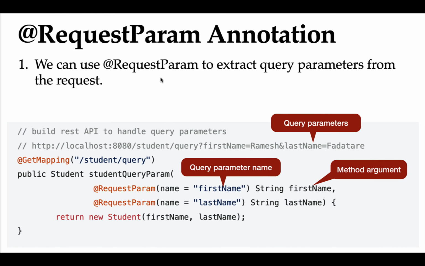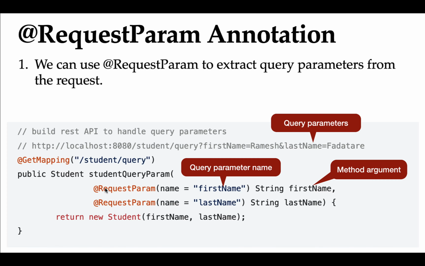Hi everyone, welcome back. In this lecture, let us take a look into the @RequestParam annotation. We use the @RequestParam annotation to extract query parameters from the request. Sometimes a client may send a request URL something like this: localhost:8080/student/query, followed by the query parameters. You can see the key-value pairs here, first name Ramesh, last name Fatari. This is basically called query parameters in the URL.